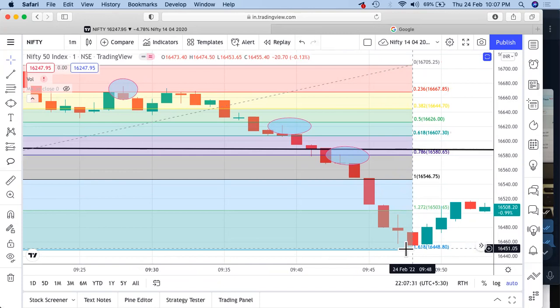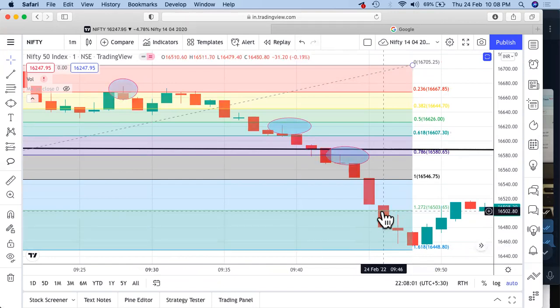Yes, 1.618. And if we draw a fib on some range, and it follows the 0.236, 0.382 and 0.5 levels, ideally we should expect it to go beyond 1.272 and somewhere near 1.618. Correct? Good that you asked this question, Nitin.